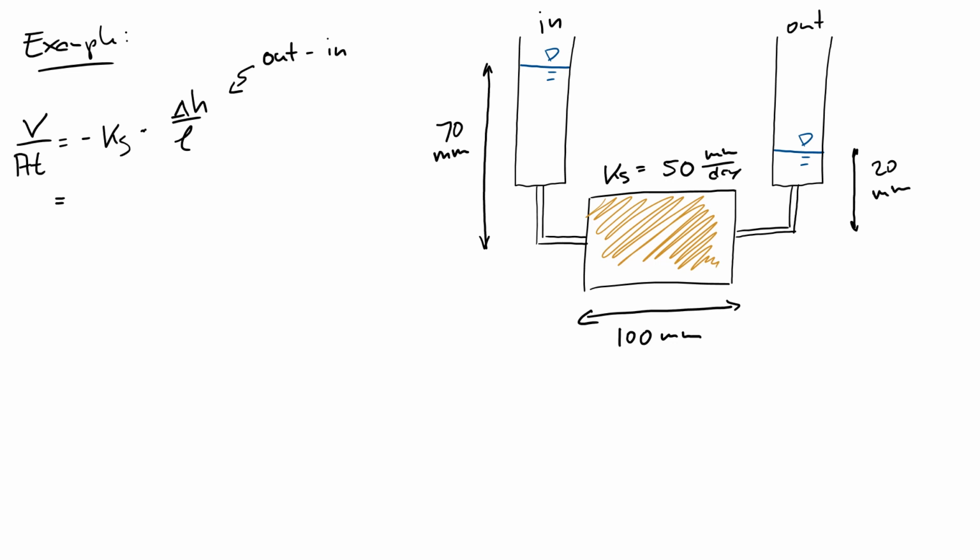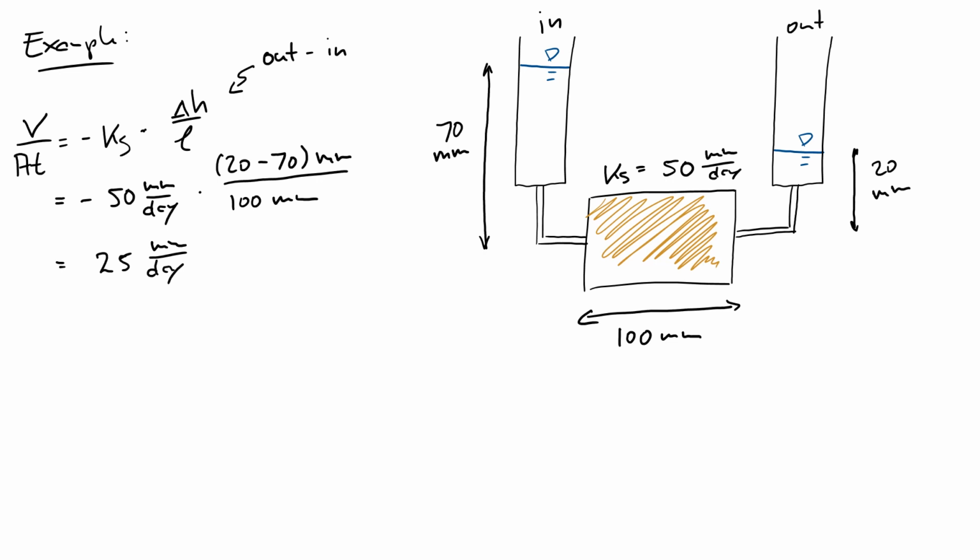So let's plug in our values, and we have minus 50 millimeters per day times 20 minus 70 millimeters divided by 100 millimeters. And that comes out to be 25 millimeters per day.